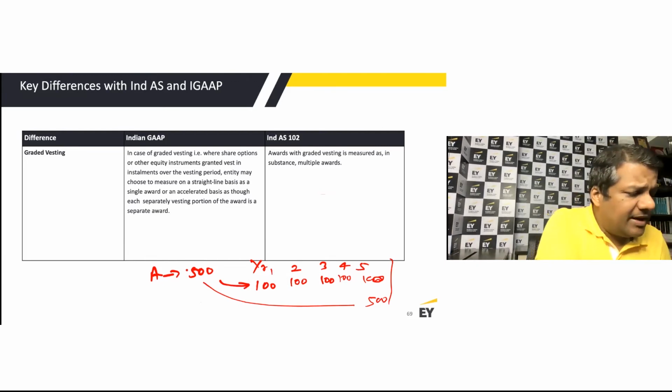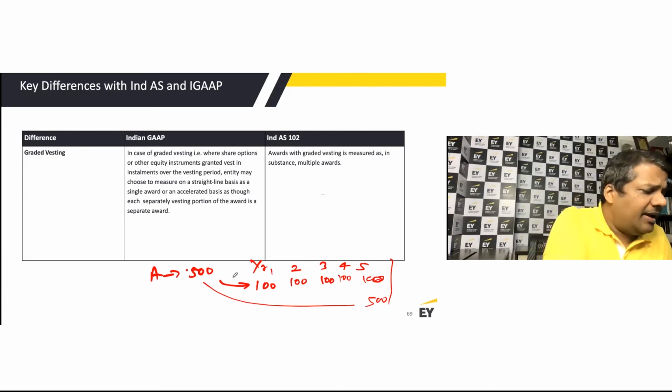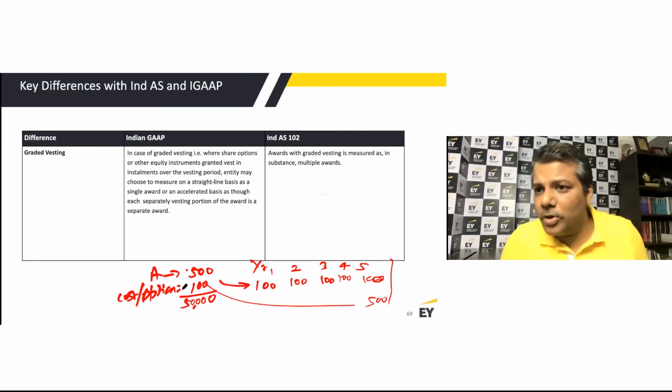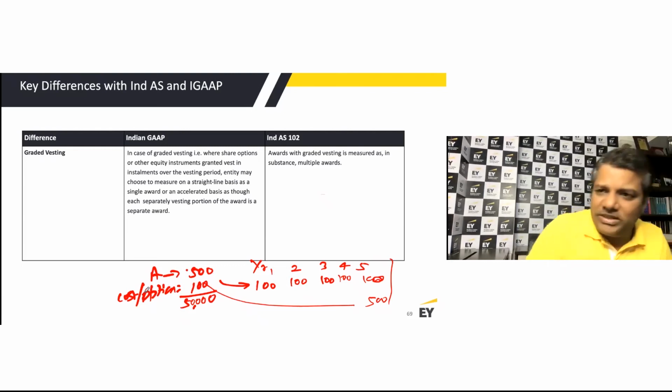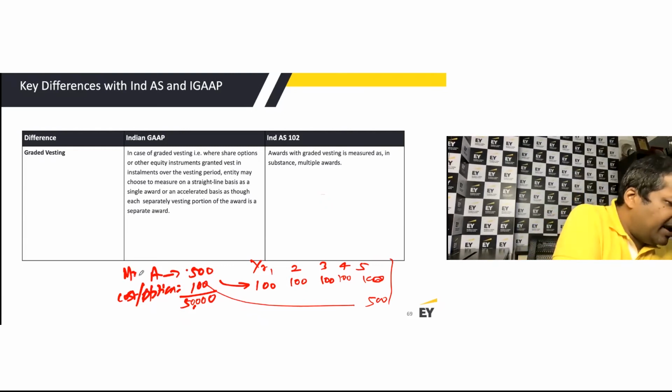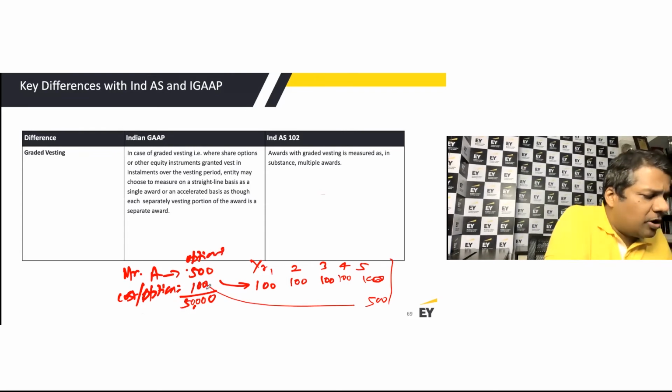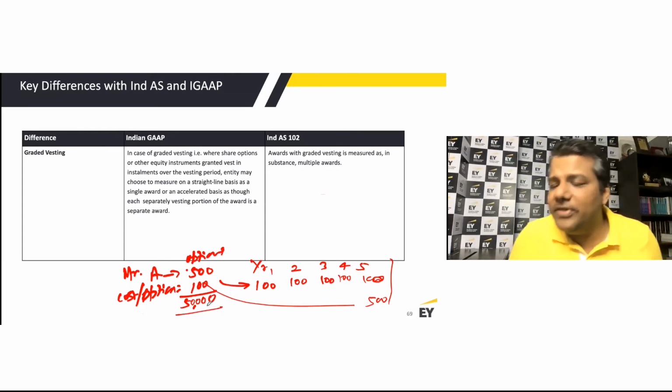So let's say the cost per option is 100, okay? That means the total cost we are talking about is 50,000. The cost per option is 100. How many options have I given? 500 to Mr. A. These are the number of options, and the cost per option is 100. So the total cost is 50,000.